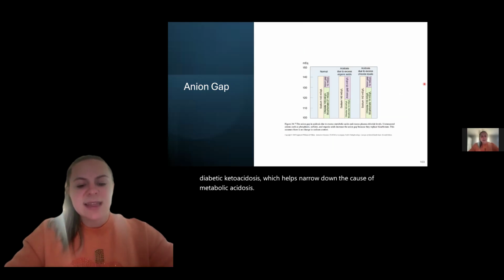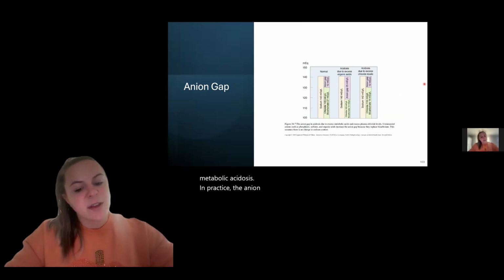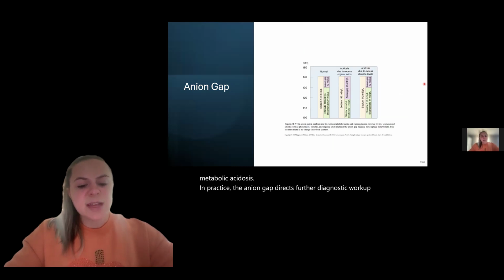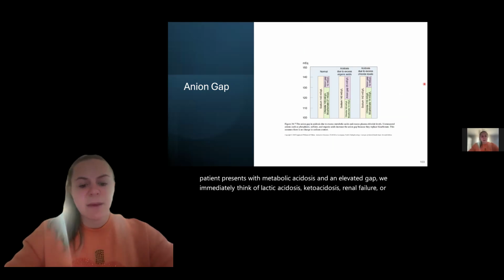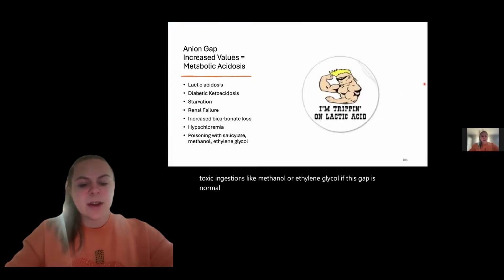In practice, the anion gap directs further diagnostic workup. If a patient presents with metabolic acidosis and an elevated gap, we immediately think of lactic acidosis, ketoacidosis, renal failure, or toxic ingestions like methanol or ethylene glycol. If the gap is normal, we look for bicarbonate loss or GI losses such as diarrhea, and in this way, the anion gap serves as a diagnostic tool.